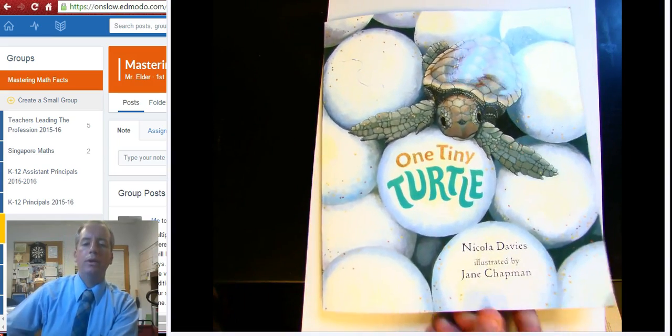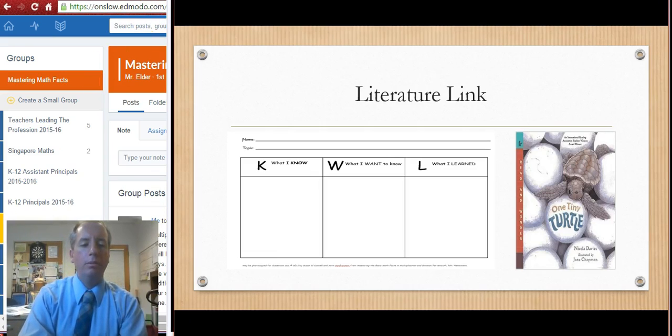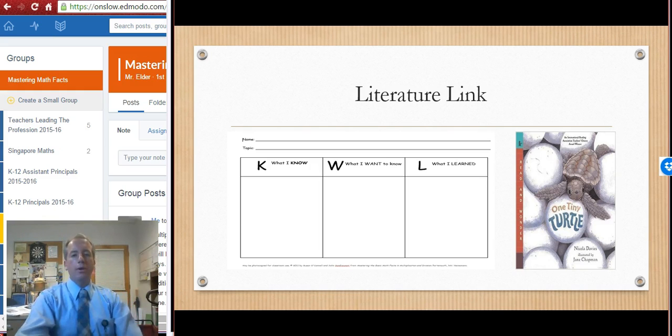So that is One Tiny Turtle by Nicola Davies. Let's see if we can make some of those connections back to our mathematics. Again, if you want to make the science connections, those are pretty apparent here in the literature, in the KWL chart. You can also make a lot of social studies connections, but we're going to focus on the mathematics.